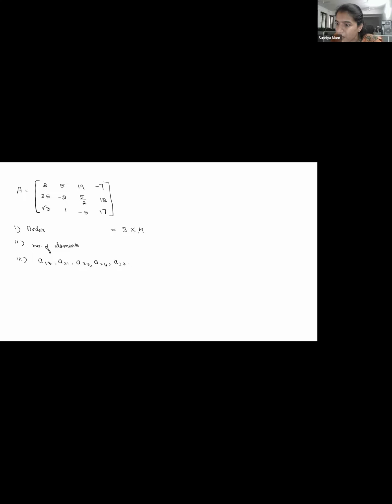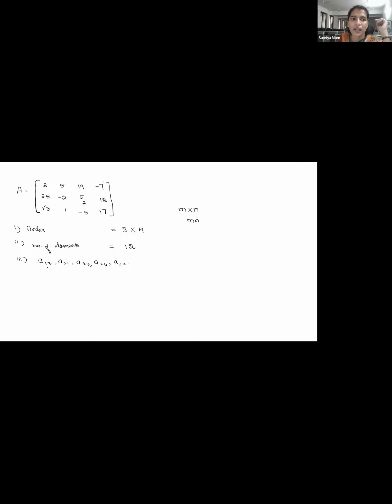Exactly. Many of them gave the right answer. Number of elements: when a matrix is of order m by n, number of elements is m into n. 3 into 4, 12.